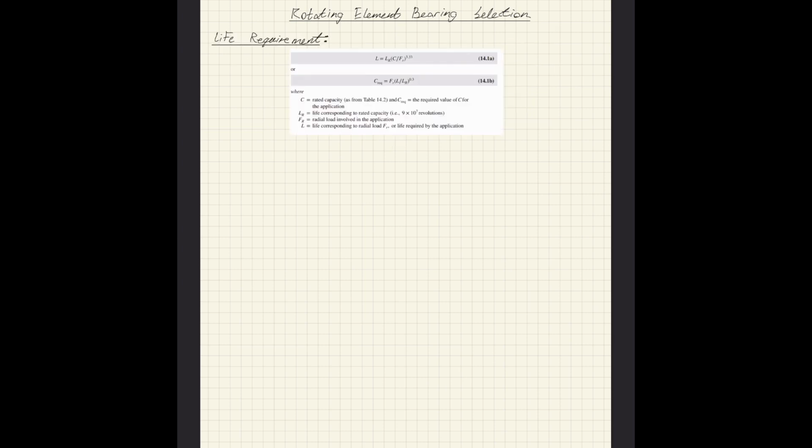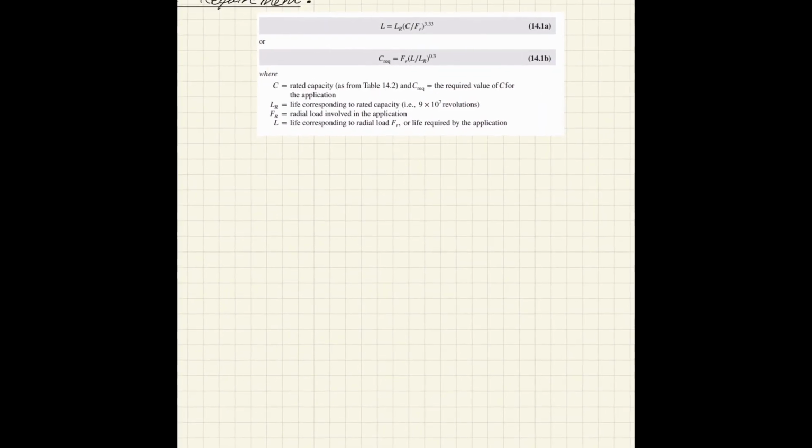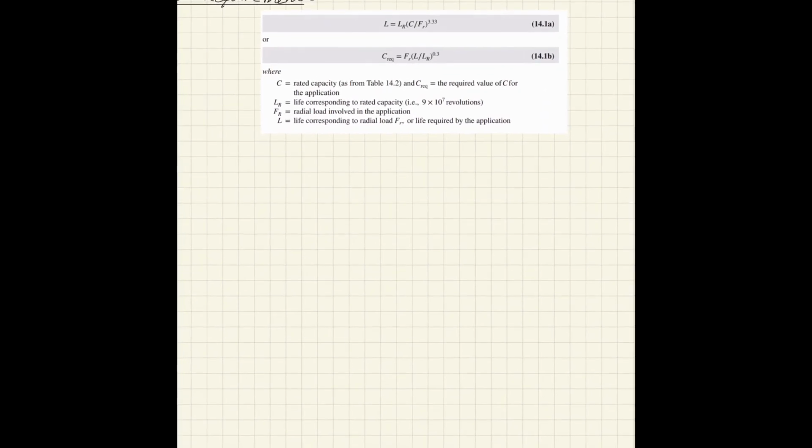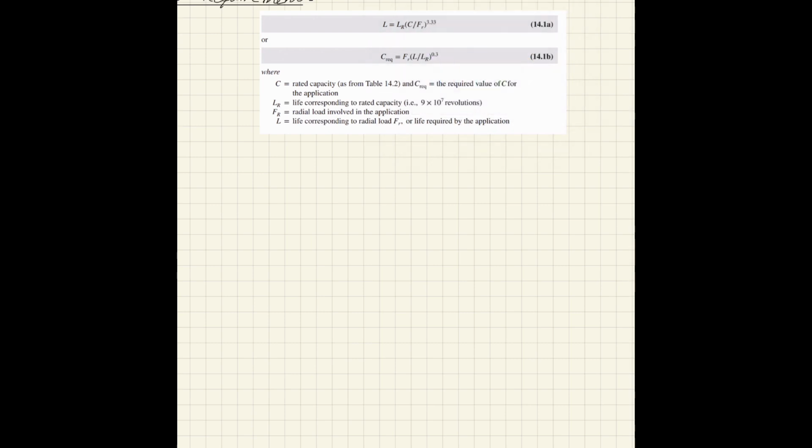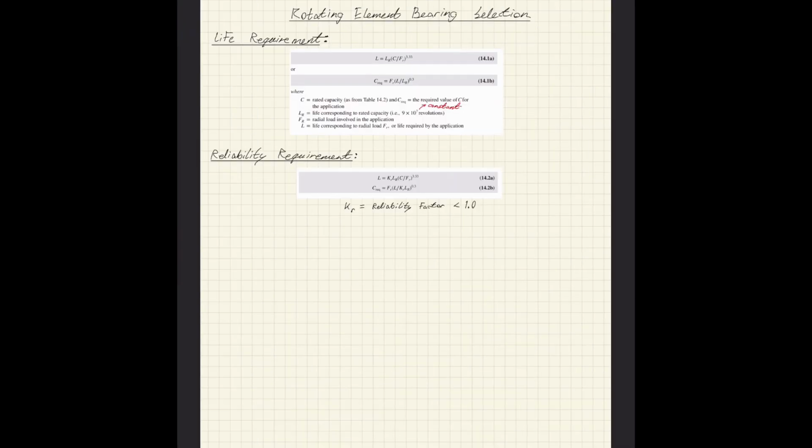So let's look at the life requirement equations. L is equal to LR times C over FR to the power of 3.33, or for required capacity, we use FR times L over LR to the power of 0.3. And here LR is our corresponding life, which is 9. Next, let's look at our reliability requirements. For this, we have the equations L equals KR times LR times C over FR to the power of 3.33. And our C required in this instance is FR times L over KR times LR to the power of 0.3, where KR is the reliability factor, which is less than 1.